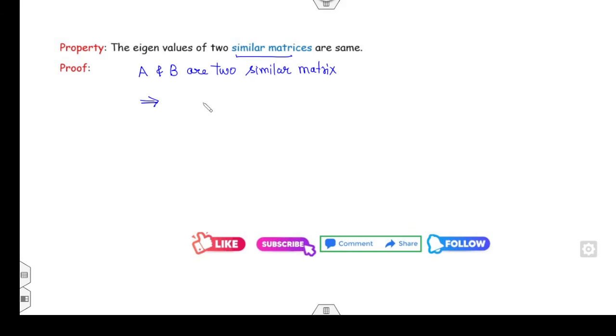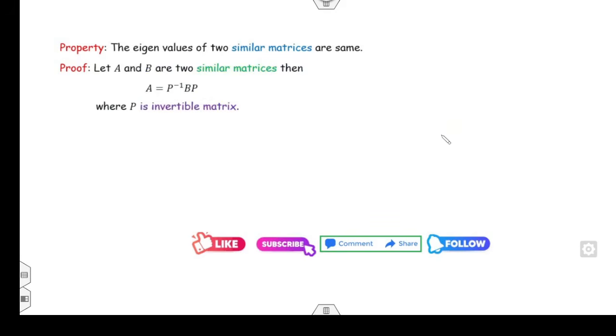What does it mean? By the linear transformation, I can write A is P inverse B P, or I can write B is equal to P inverse A P, where P is my invertible matrix. Fine. That's the meaning of similar matrices. A and B are similar matrices. That means I can write this value.